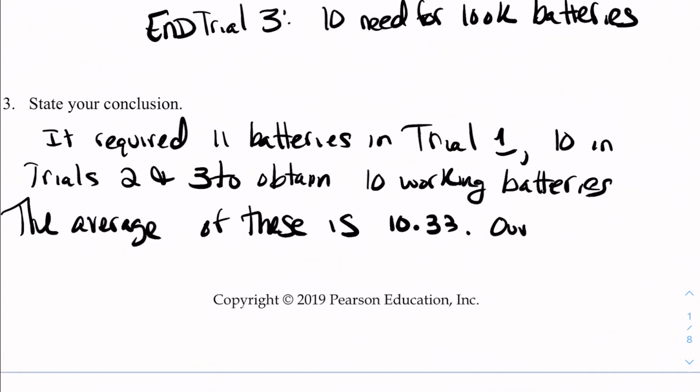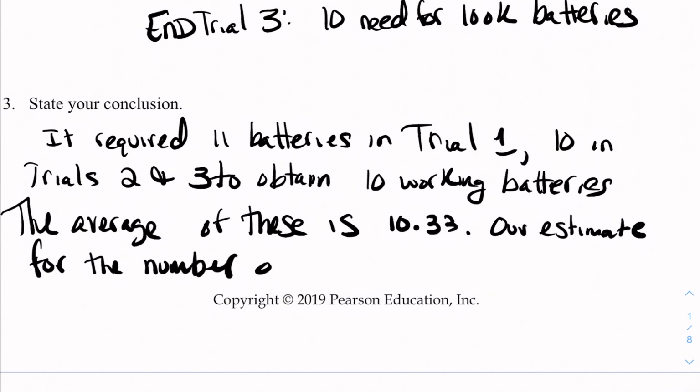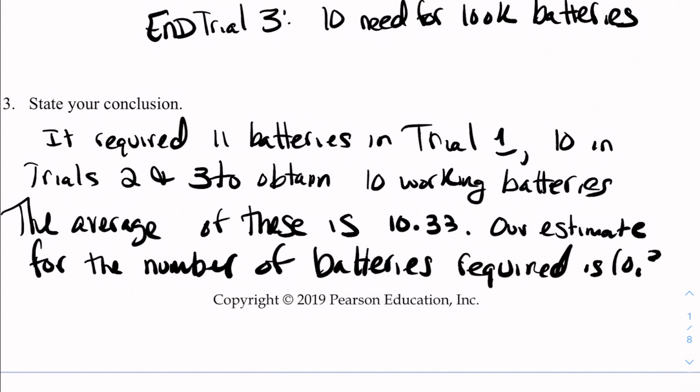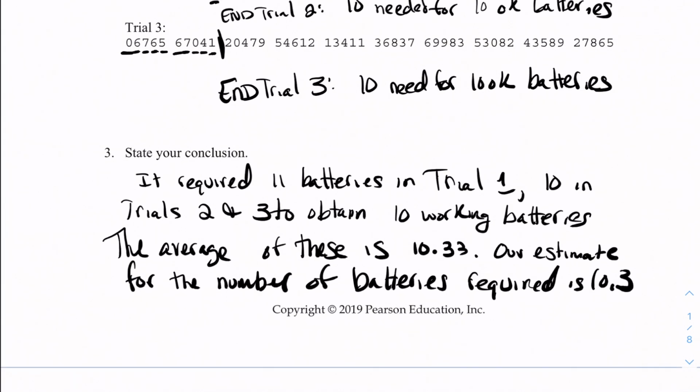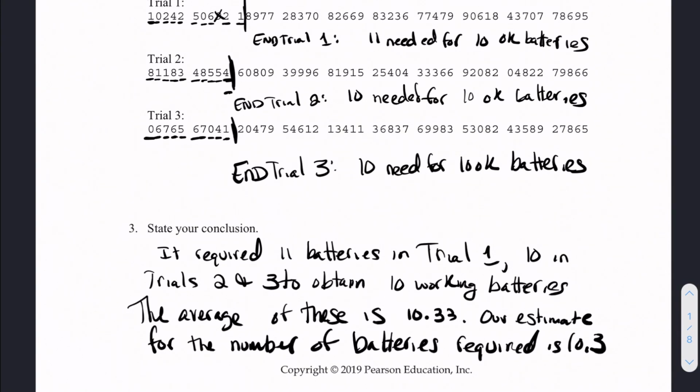So our estimate of the number of batteries required is 10.3 batteries. Now, if we picked a different digit, let's say instead of 9 we picked 8 or 0, we might end up with different results. So that goes to the point of randomness and running a simulation.